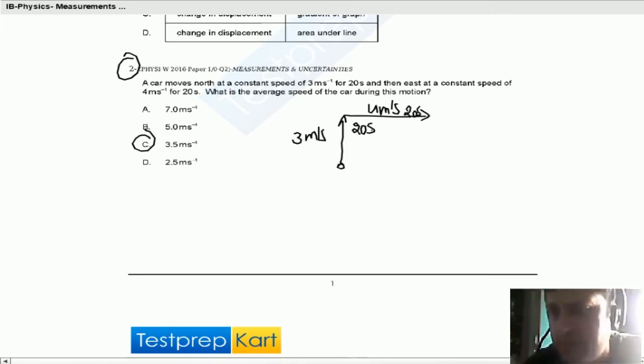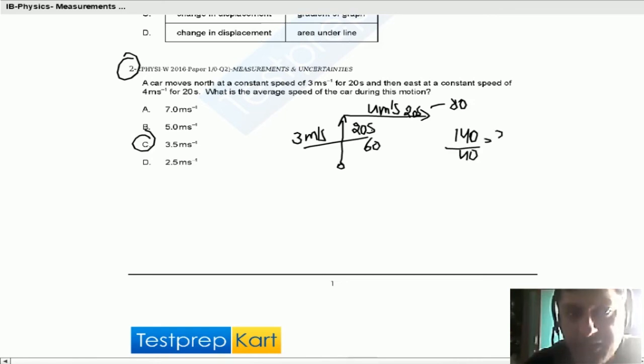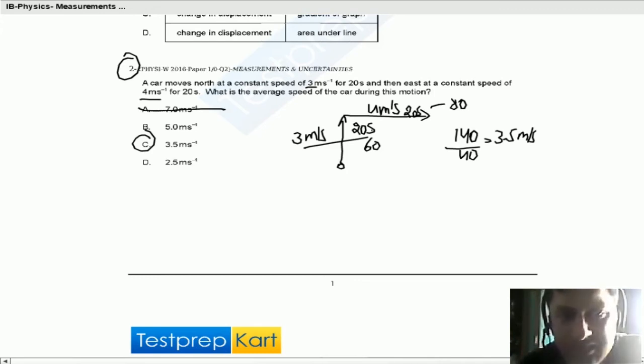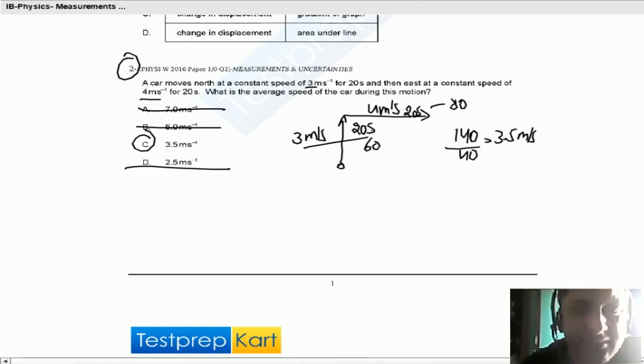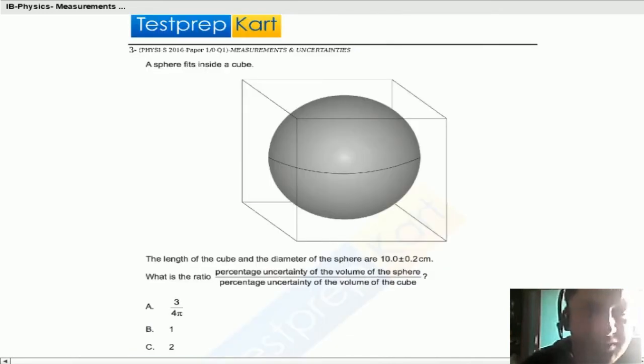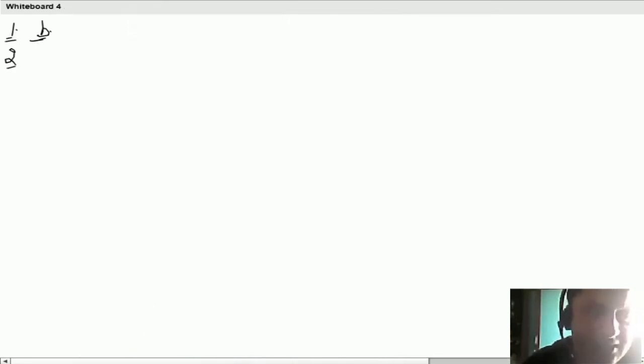Average speed. When you have to find the average speed, in this case you just find the total distance. The total distance is 60 here, and here it is 80. That is 140 by 40. You are right, 3.5 meter per second. One more thing, because they are asking the average, your answer cannot be less than 3 and cannot be more than 4. So these three cannot be the answer. You are left with only C as the answer. Okay. Your answer is correct.